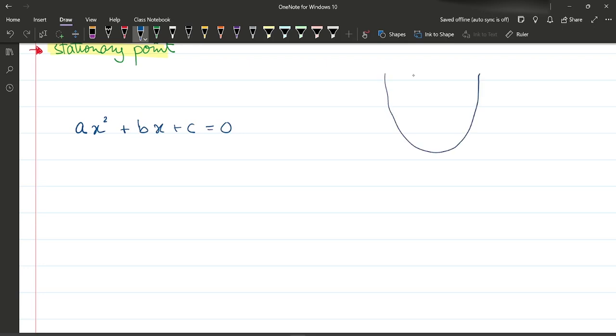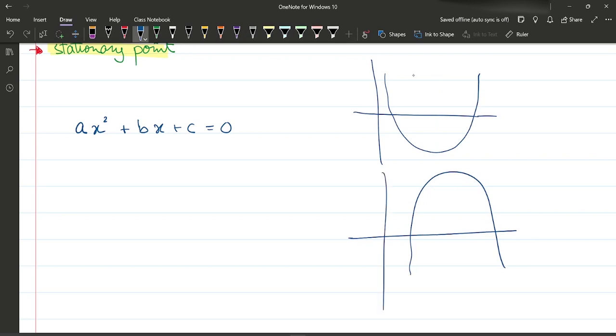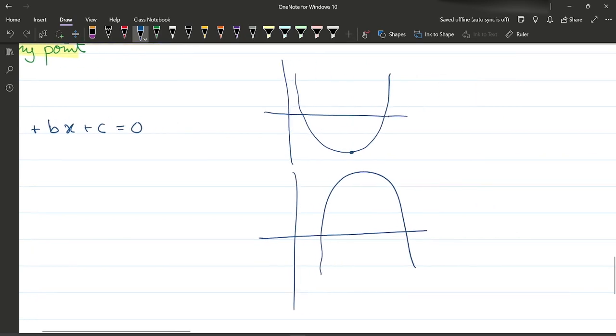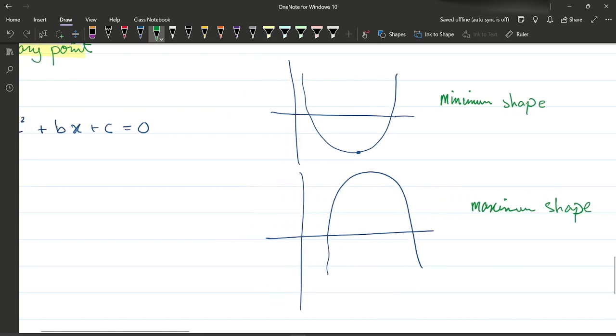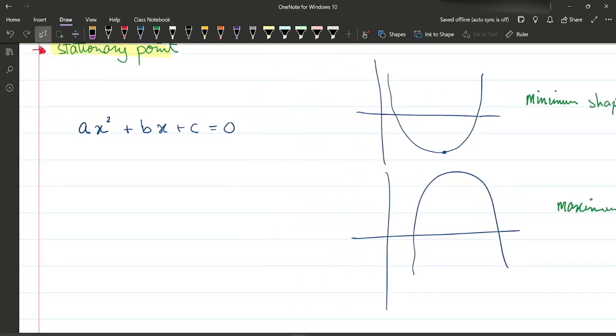If you have ax squared plus bx plus c equals 0, how to tell if, so you're aware that quadratics can be like this or like this, right? Let's use this. This is called a minimum shape. This is called a maximum shape. So you need to be able to differentiate this, and you need to be able to know by just looking at the equation of the curve.